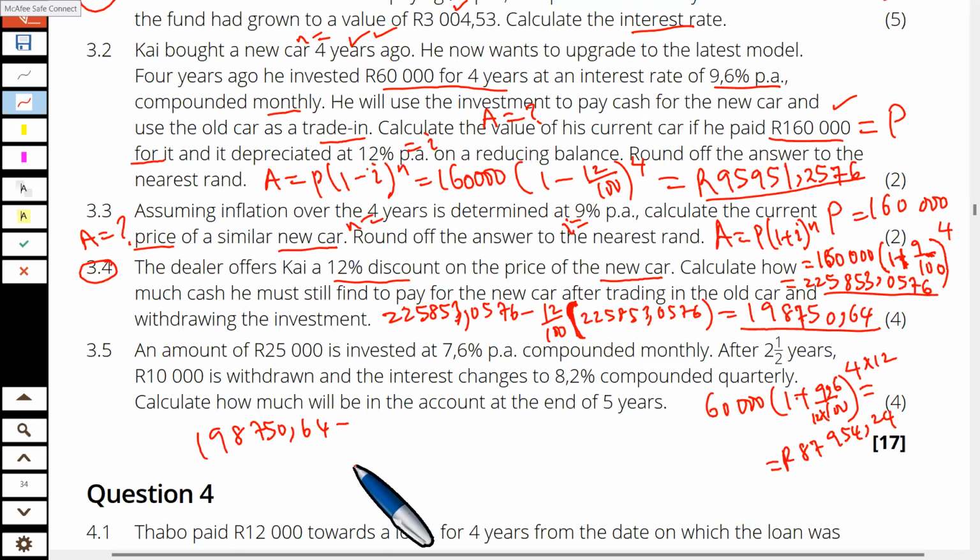So in other words, you also subtract here. This one is the investment, because the 60,000 for 4 years at an interest rate of this was invested. So you're going to subtract also the investment, because according to this question, how much must you still pay after trading in the old car and withdrawing the investment? This is the investment, 87,954.24.